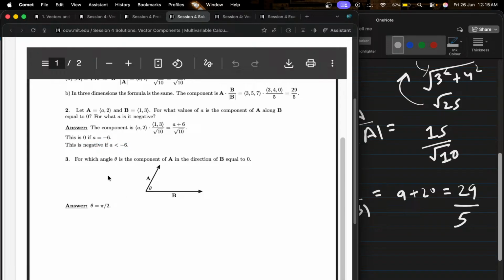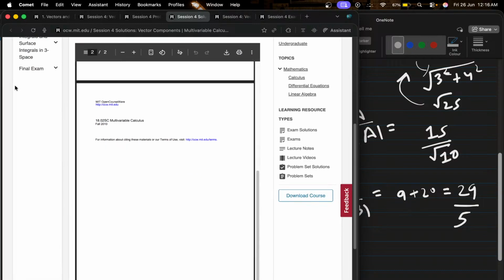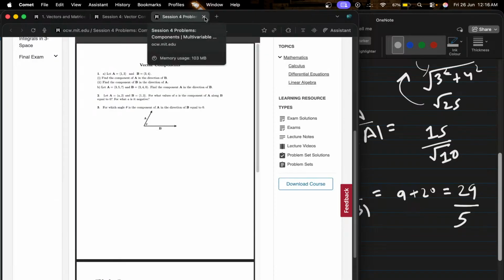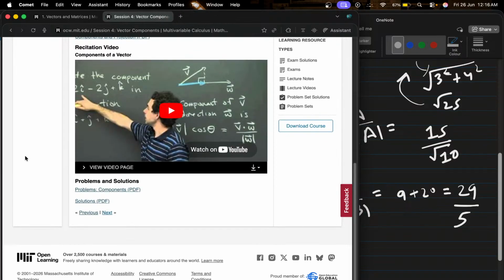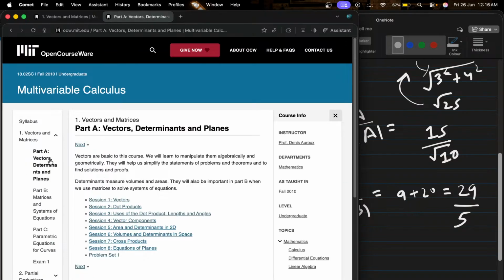Okay, for what angle theta is the component of A in the direction of B equal to 0? It should be equal to pi by 2. Yeah, it was fine, bro, come on. These weren't hard questions, but they were fun questions. I believe we can solve more. If I revise it again one or two times, I can solve it in a better way.